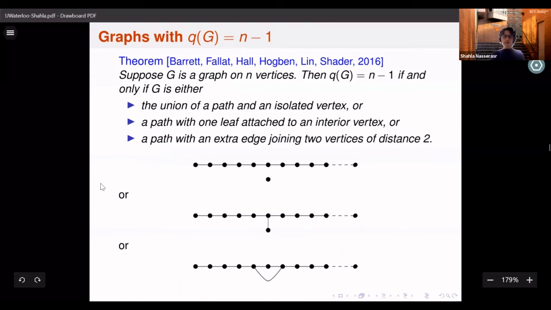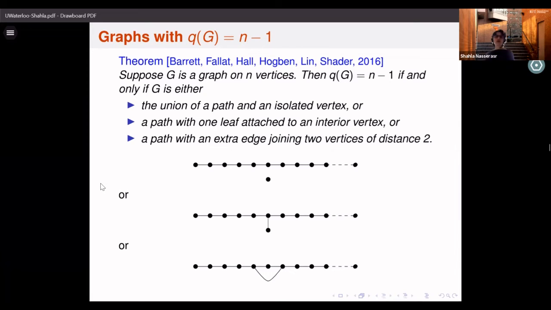And then the case of Q equals the number of vertices minus 1 is also known, by Barrett, Follett, Hall, Hogben, Lin, and Shader in 2016. It's a characterization again: graphs that have Q equals n minus 1 are these three, and it's an if and only if condition.